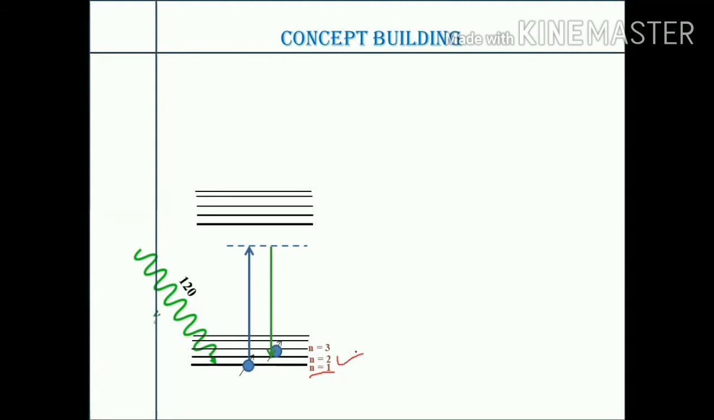Now if we have a closer view of this portion, what actually is happening? Initially the molecule was in n is equal to 1 energy level. Then it moves to the virtual energy state after acquiring an amount of energy from the laser beam, and then it comes back to the lower energy level, that is n is equal to 2. So the energy gap between these two levels is, let's say, represented by delta E.